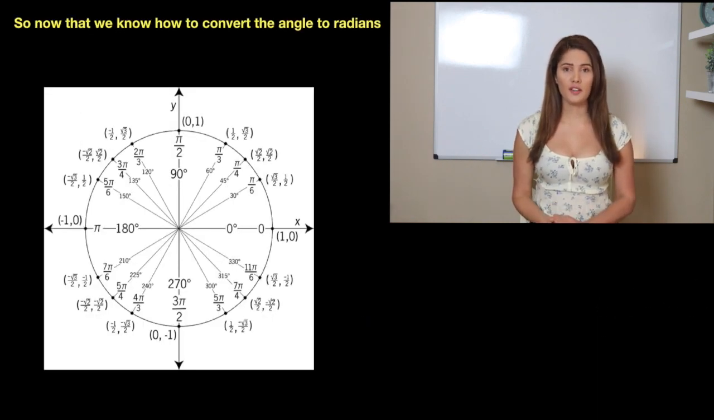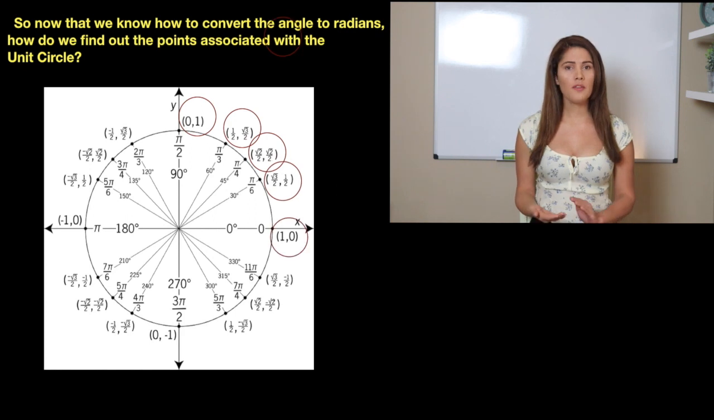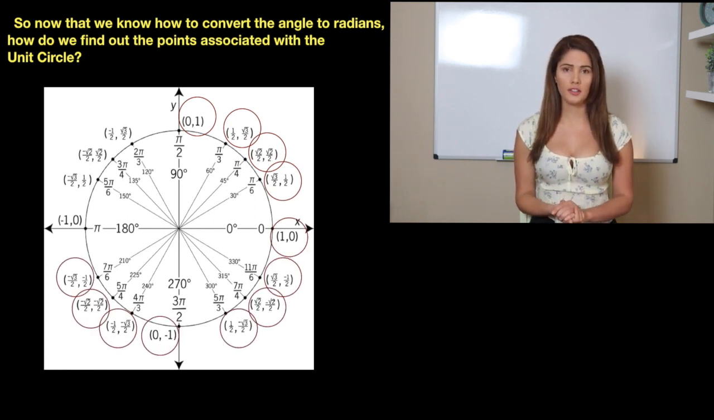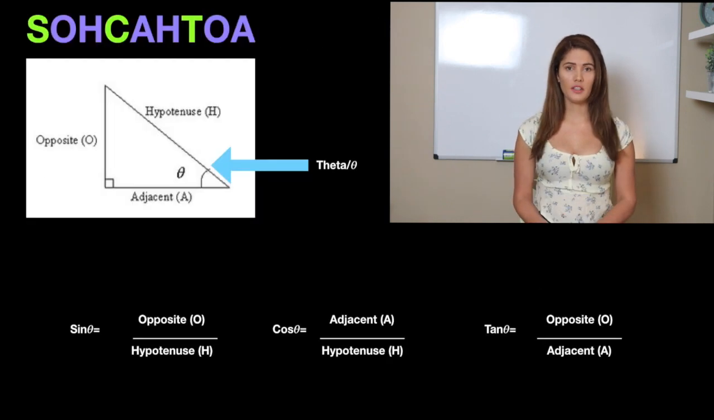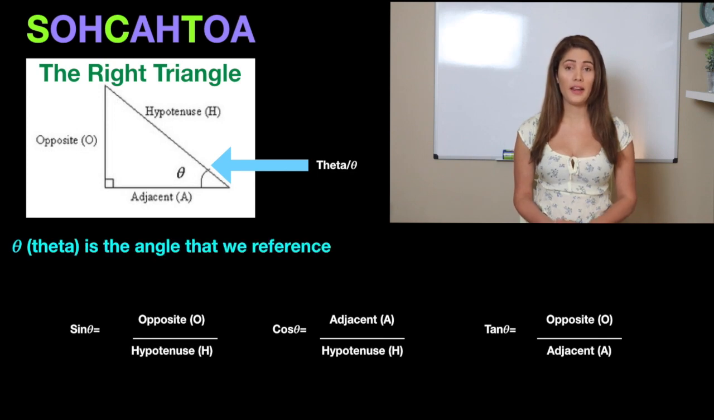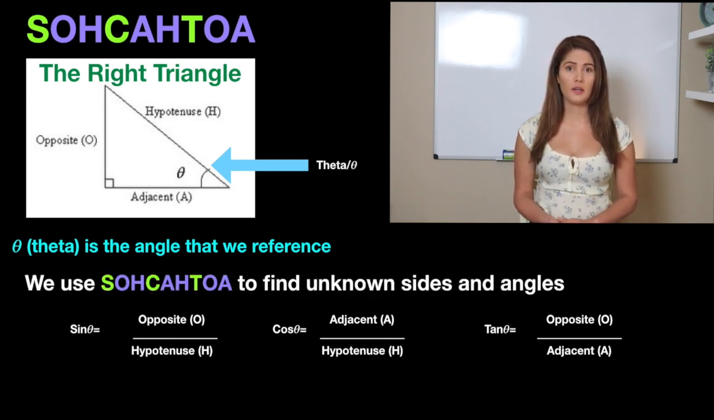So now that we know how to convert degrees to radians, how do we find out the points on the unit circle? Well, there's a few things we need to understand before we get into that. We need to understand the right triangle. A right triangle is a triangle with a right angle and an angle that we reference called theta. Using theta, we are able to use SOHCAHTOA, which is sine theta equals opposite over hypotenuse, cosine theta equals adjacent over hypotenuse, and tangent theta equals opposite over adjacent.